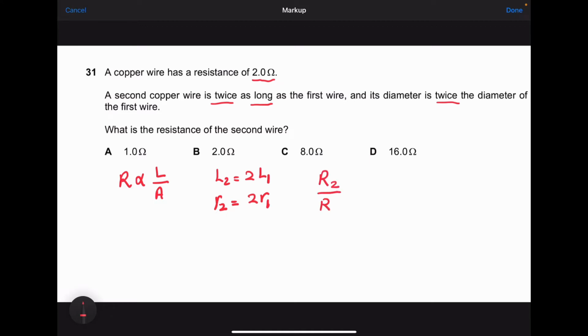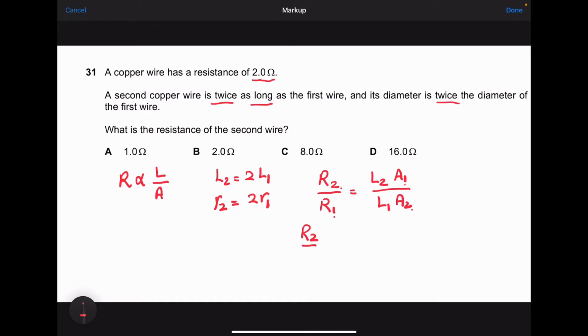R2 divided by R1 equals L2, because it's directly proportional, number 2 being the second wire, divided by L1. But here you have to make it upside down. It's A1, because it's inversely proportional to the resistance 1, and A2 in the denominator. It's inversely proportional to R2. Go through mathematical substitution.